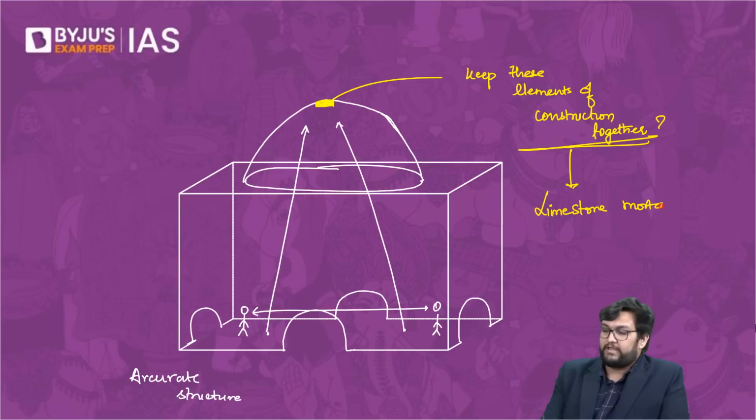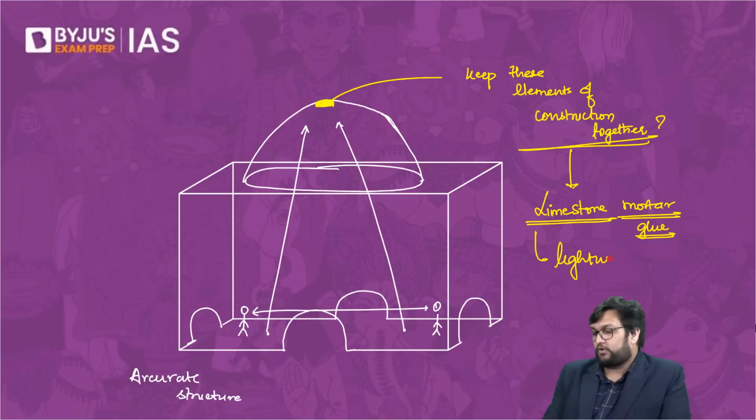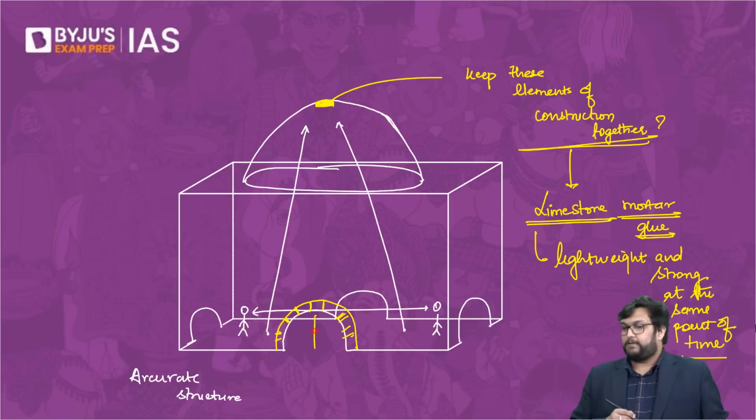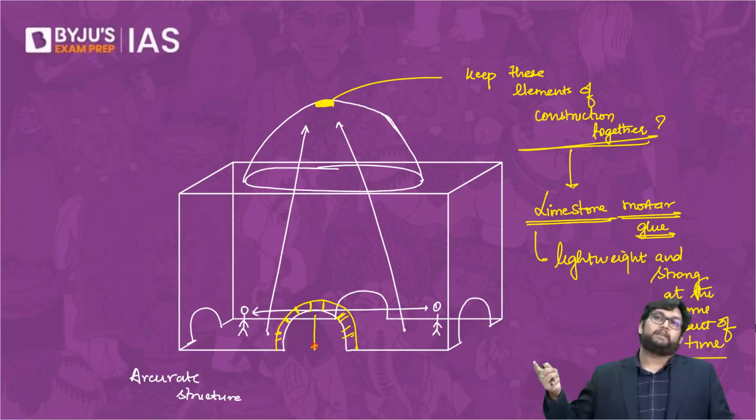Mortar means glue made out of chuna and gypsum together, limestone. This is lightweight and strong at the same point of time. And without limestone mortar, arches and domes are not possible. Because if the limestone mortar is not strong enough, these elements will start to fall. Not all domes are made out of limestone. Ashay, think before you write. I'm saying limestone mortar, which is limestone glue.